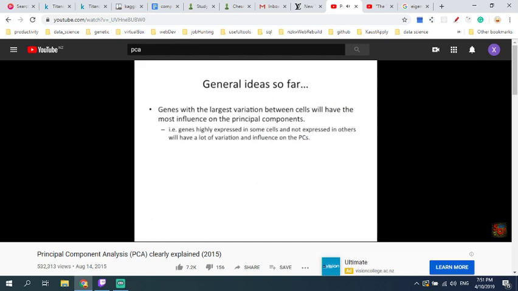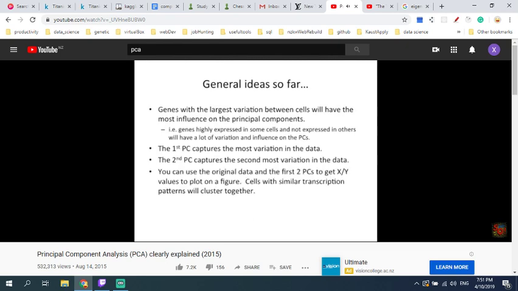These are the general ideas we covered so far. Genes with the largest variation between cells will have the most influence on the principal components. That is to say, genes highly expressed in some cells and not expressed in others will have a lot of variation and influence on the principal components. The first principal component captures the most variation in the data. The second principal component captures the second most variation in the data. You can use the original data and the first two principal components to get XY values to plot on a figure. Cells with similar transcription patterns will cluster together.